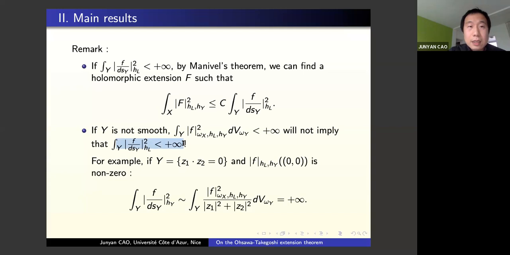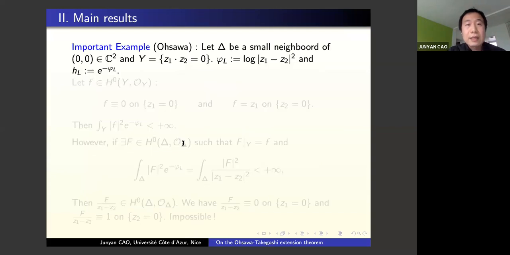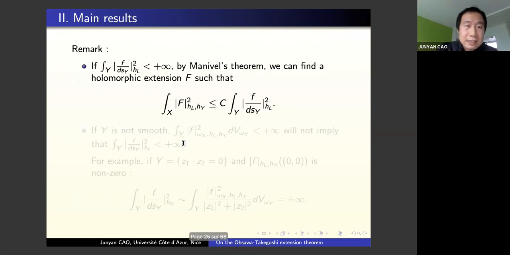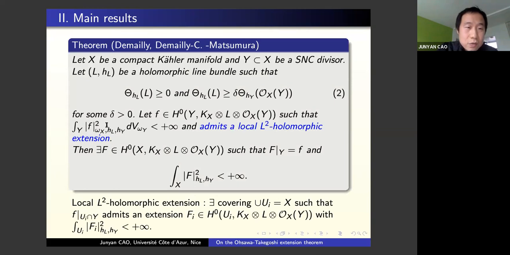Now I would like to explain an important example of Ohsawa, who tells us that in general, if we just assume that the L2 norm of this small f is bounded, we could not hope to find a holomorphic extension with an effective control on its L2 norm.